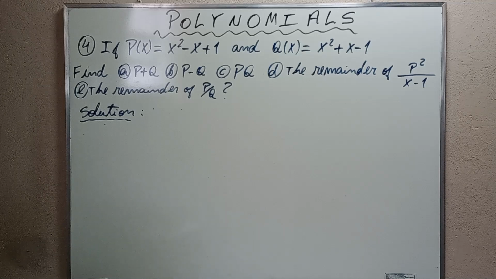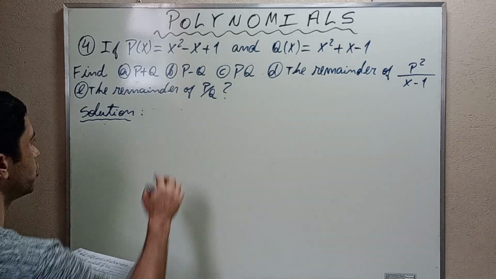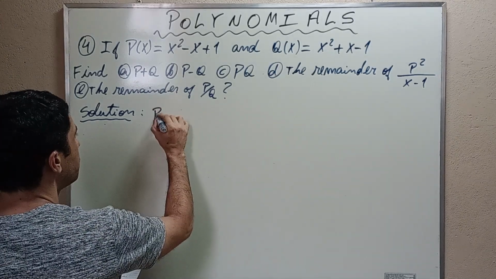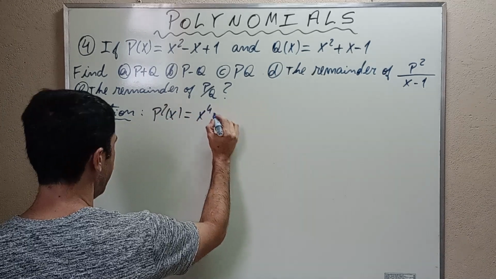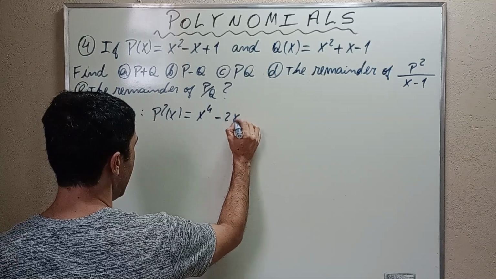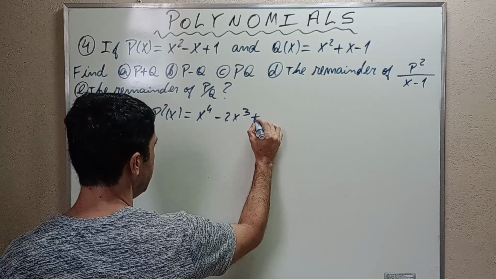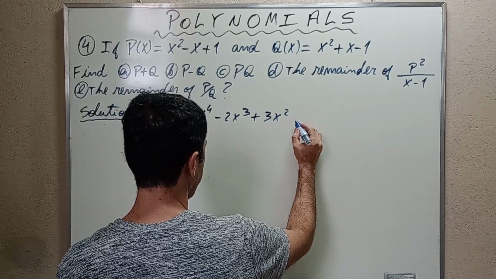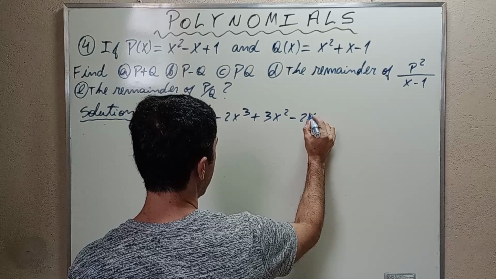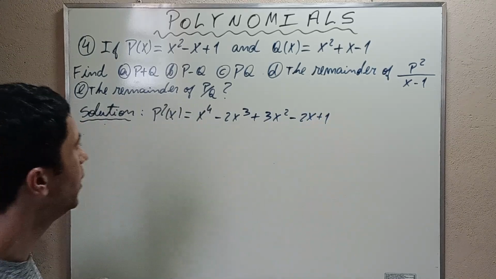The second way of solving this exercise is to apply x equal to 1 to the equation of p squared. Okay, the equation of p squared was p squared of x equals x to the fourth, minus 2x cubed, plus 3x squared, minus 2x plus 1. Okay?